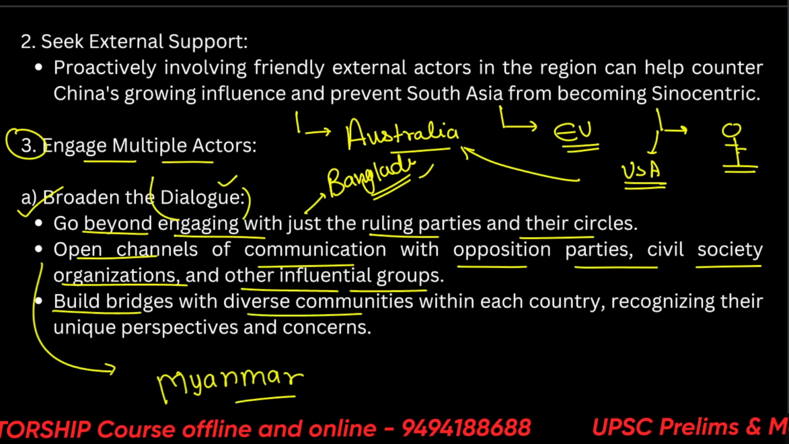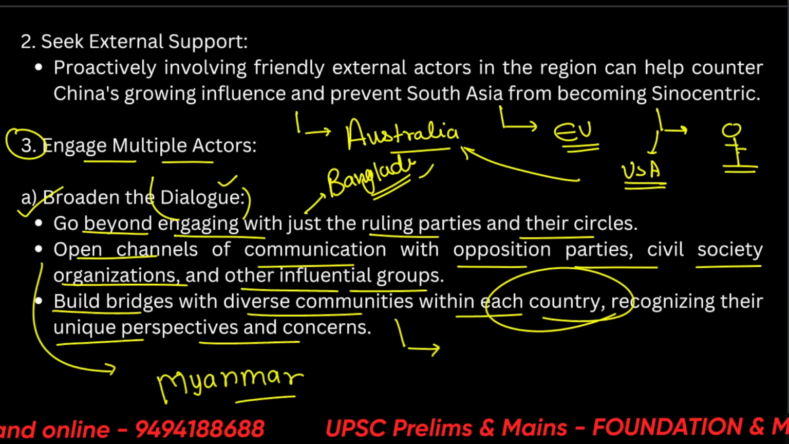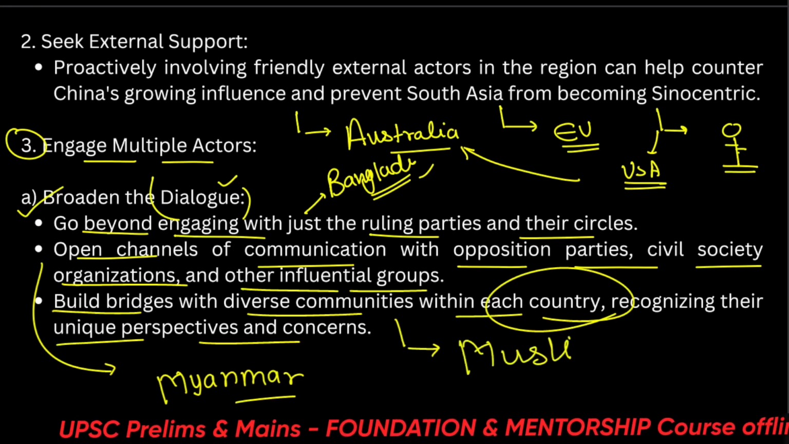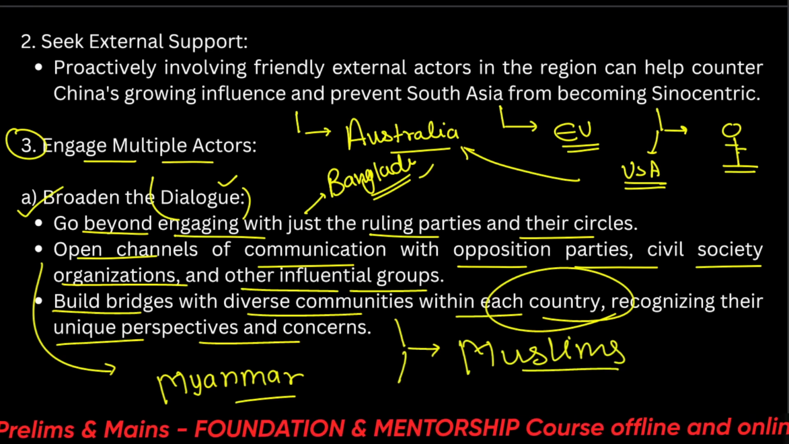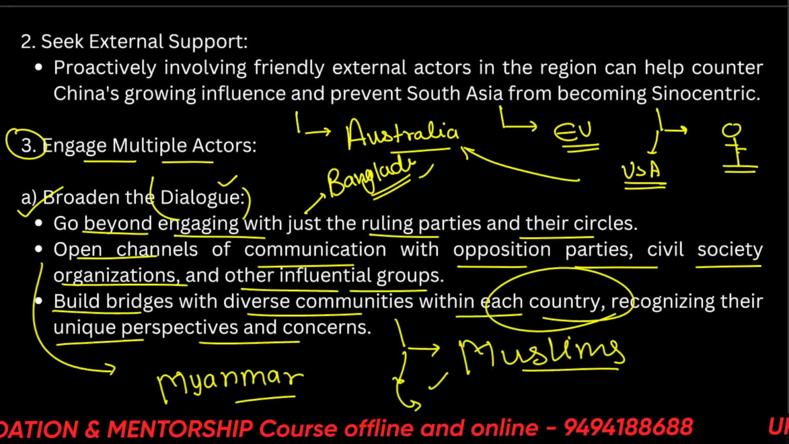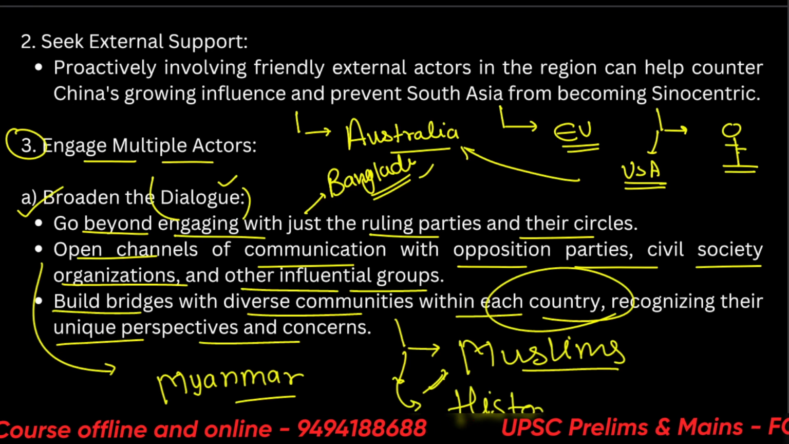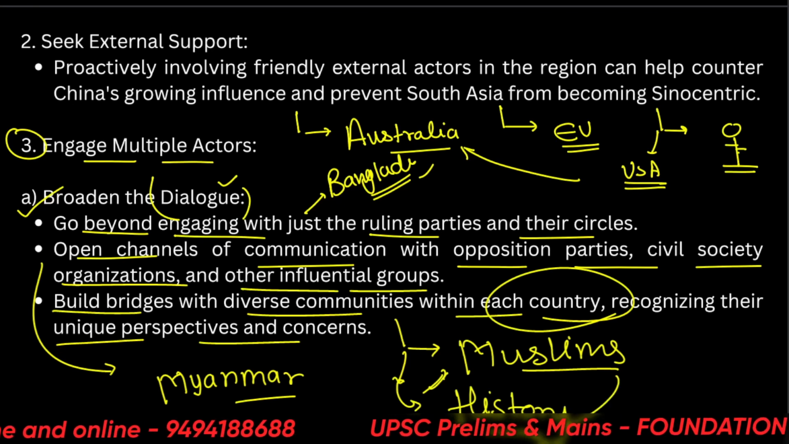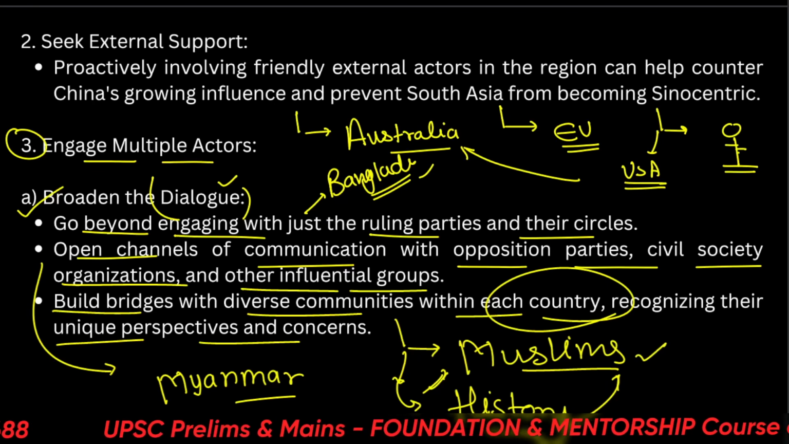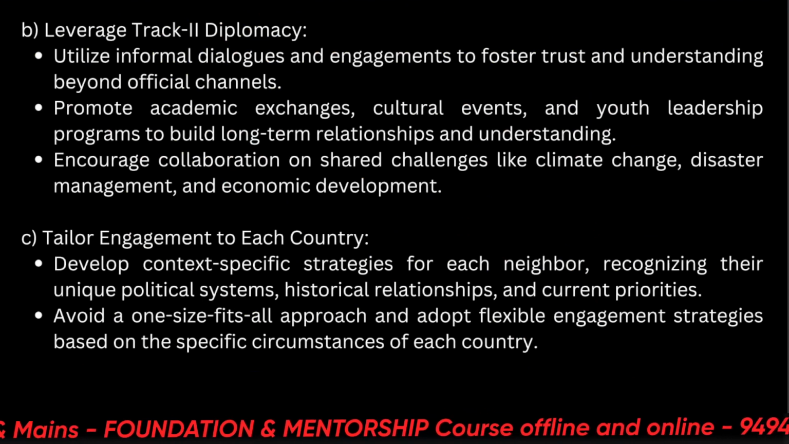Build bridges with diverse communities within each country, recognizing their unique perspectives and concerns. This is in view that most of our neighbors have other populations also. Let's say when we go to Myanmar, when we go to Bangladesh, when we go to Indonesia, they have Muslim populations. So we cannot have a dialogue or connection with them depending on our own history or our own culture and ethnicity, because they do not follow our religion, the majority religion, let's say. So this can also be a solution to keep India on the right track. The other thing is to leverage track 2 diplomacy.